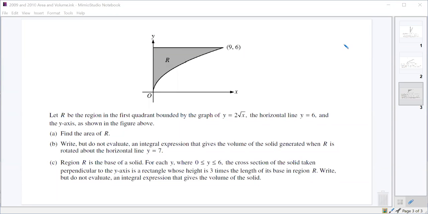So this is the 2010 free response area volume question that you guys are supposed to be working on between the end of class yesterday and today. So we'll just real quickly go through it all. For part A, we're just looking for the area of this region. The area of the region ought to be the upper function, which is y equals 6, minus the lower function, which is 2 minus root x.